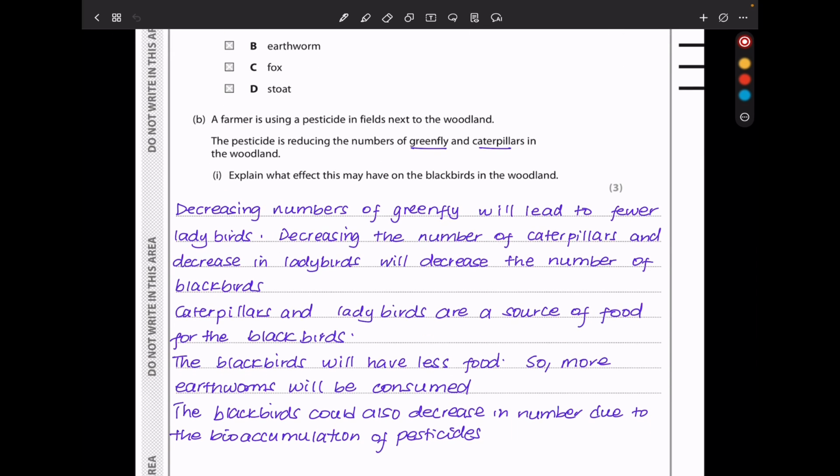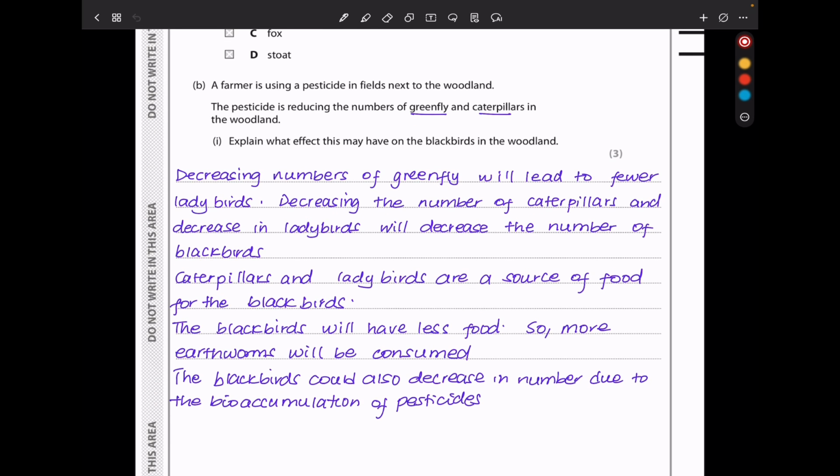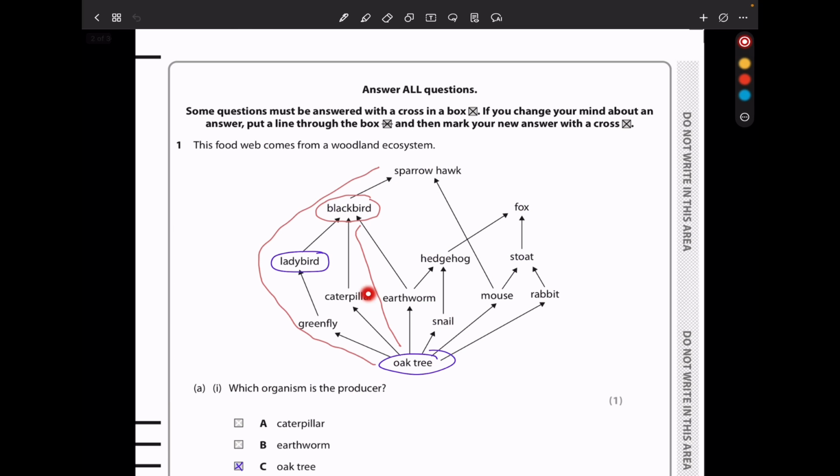And in part B, they say a farmer is using a pesticide in fields next to the woodland. The pesticide is reducing the number of greenfly and caterpillar in the woodland. Explain what effect this may have on the blackbirds in the woodland. If the caterpillars and the greenflies are reduced, these are food for the blackbirds. It means the blackbirds are going to also reduce.